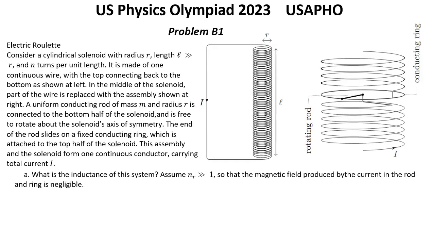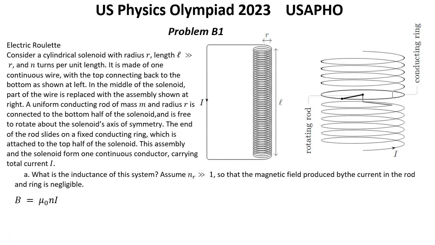Solution for problem B1. Part A. What is the inductance of this system? Assume n r is much greater than 1, so that the magnetic field produced by the current in the rod and the ring is negligible. Solution.